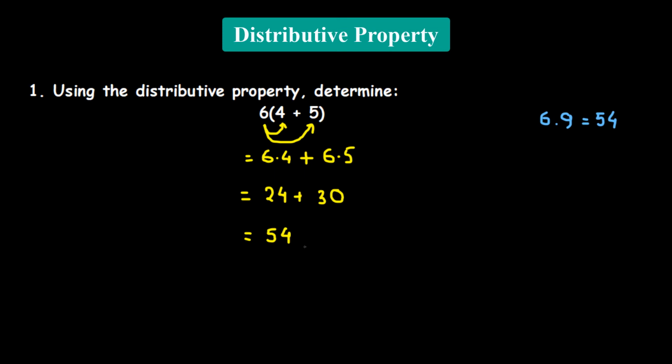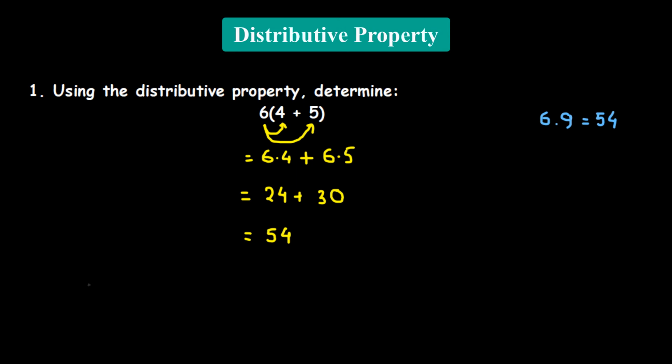Now this particular example looks very counterintuitive, that we could have gone simply with the order of operations and found out the value faster. Why even bother using the distributive property? Now let me show you with another example why this property is very powerful.